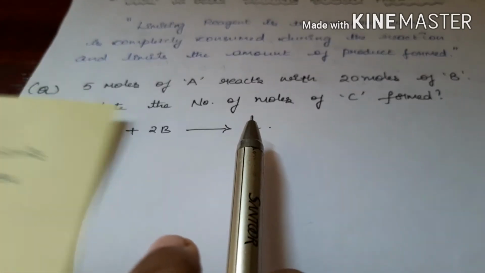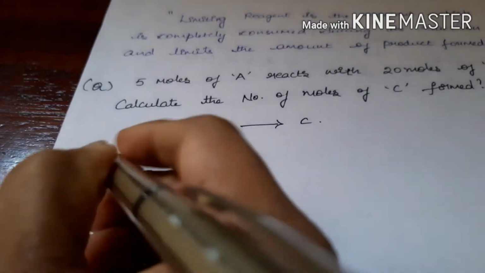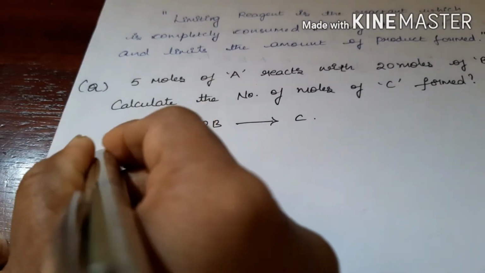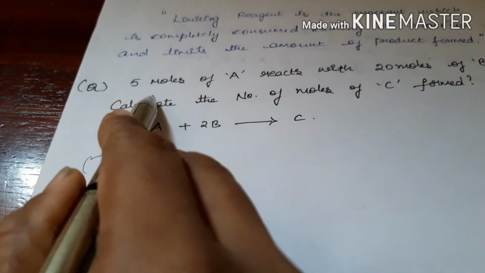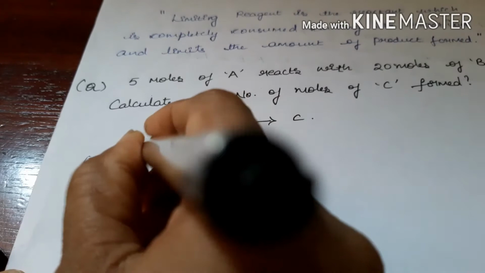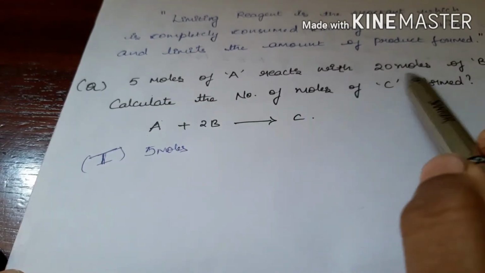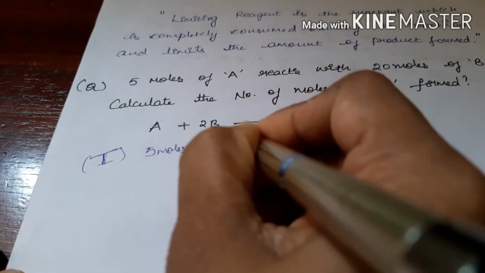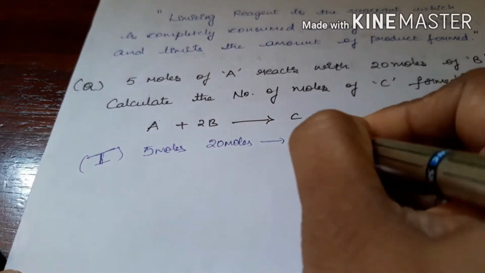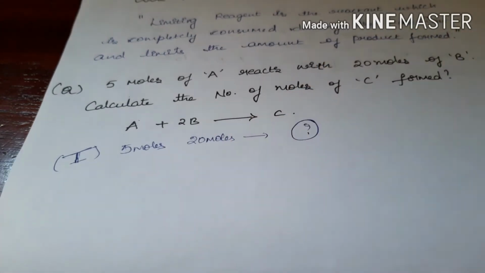Here, what is the first trick? Write the number of moles of reactants and products given in the question. The number of moles given is 5 moles of A, and 20 moles of B is given to form some product C. The number of moles of C we don't know. This is the first step covered.